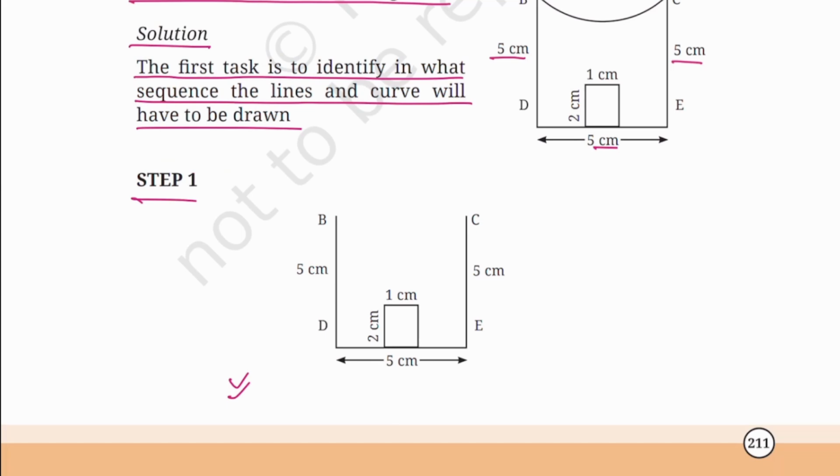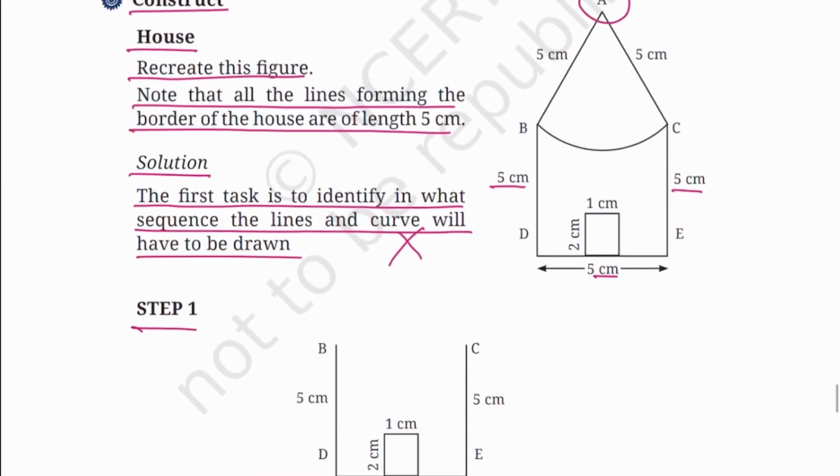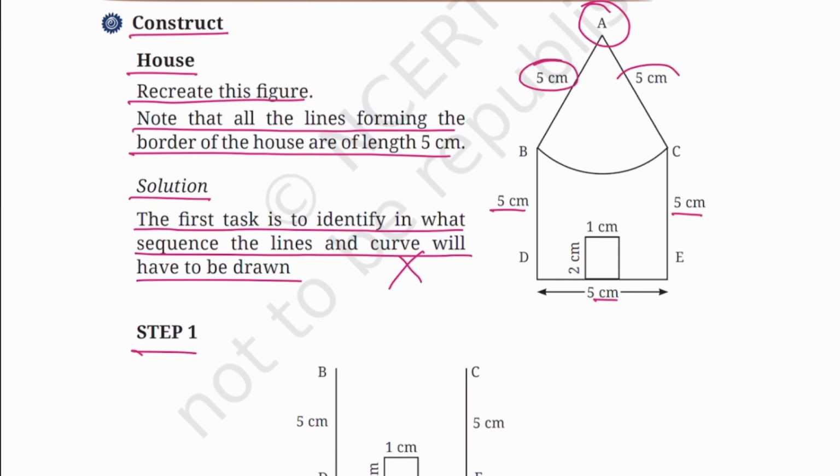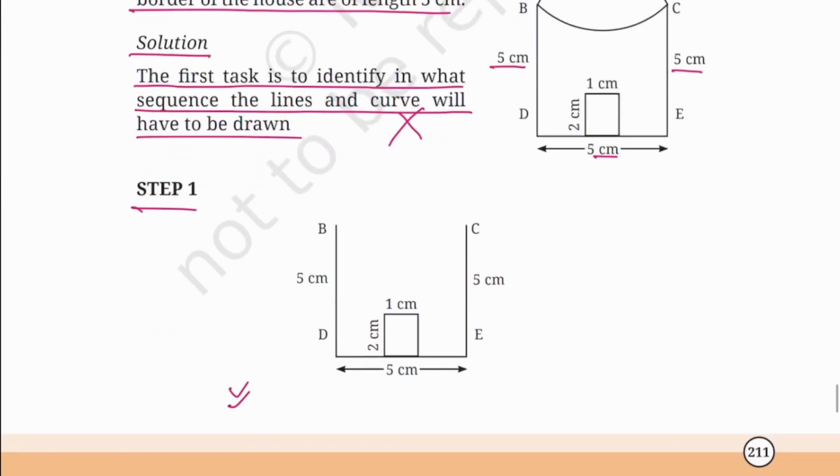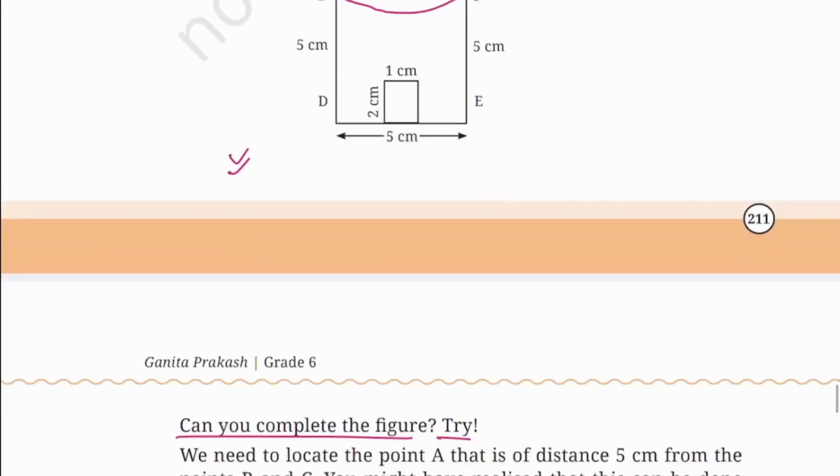For this, you can draw two arcs of length 5 cm meeting at point A like this, such that this length is 5 cm and this length is 5 cm. Taking point A as center, you can draw an arc like this. Your house is ready.